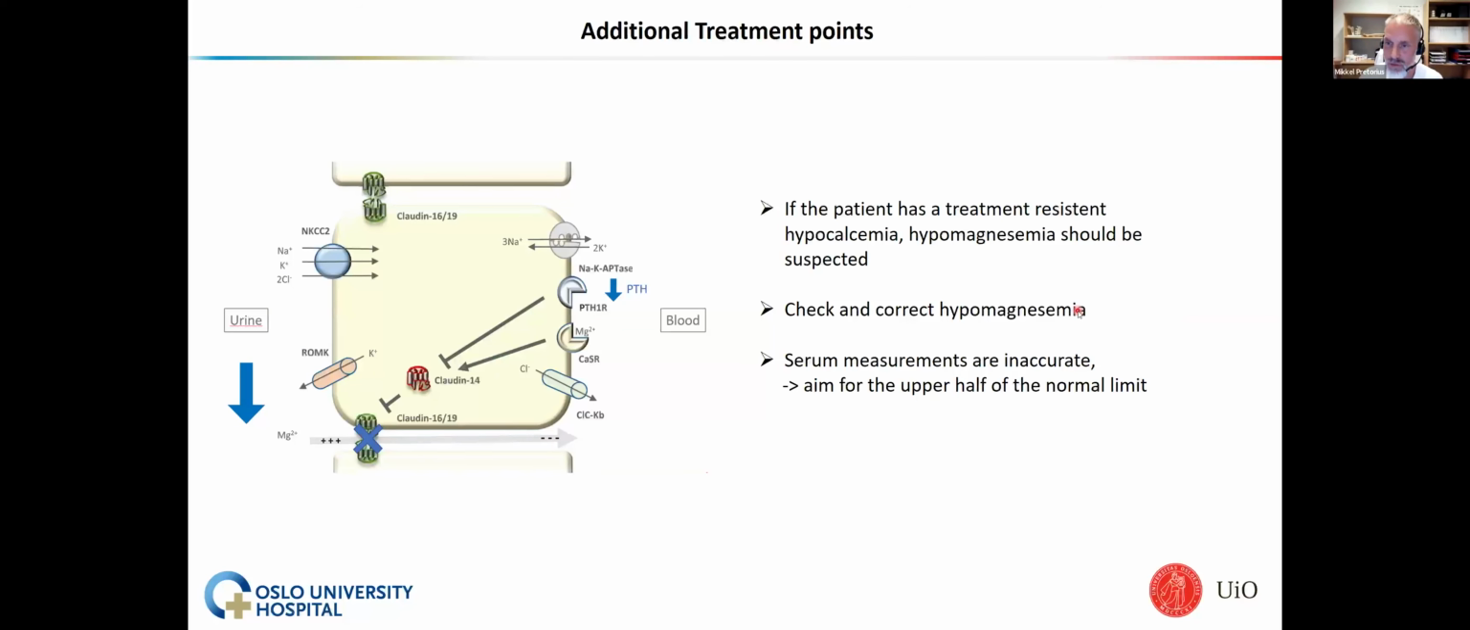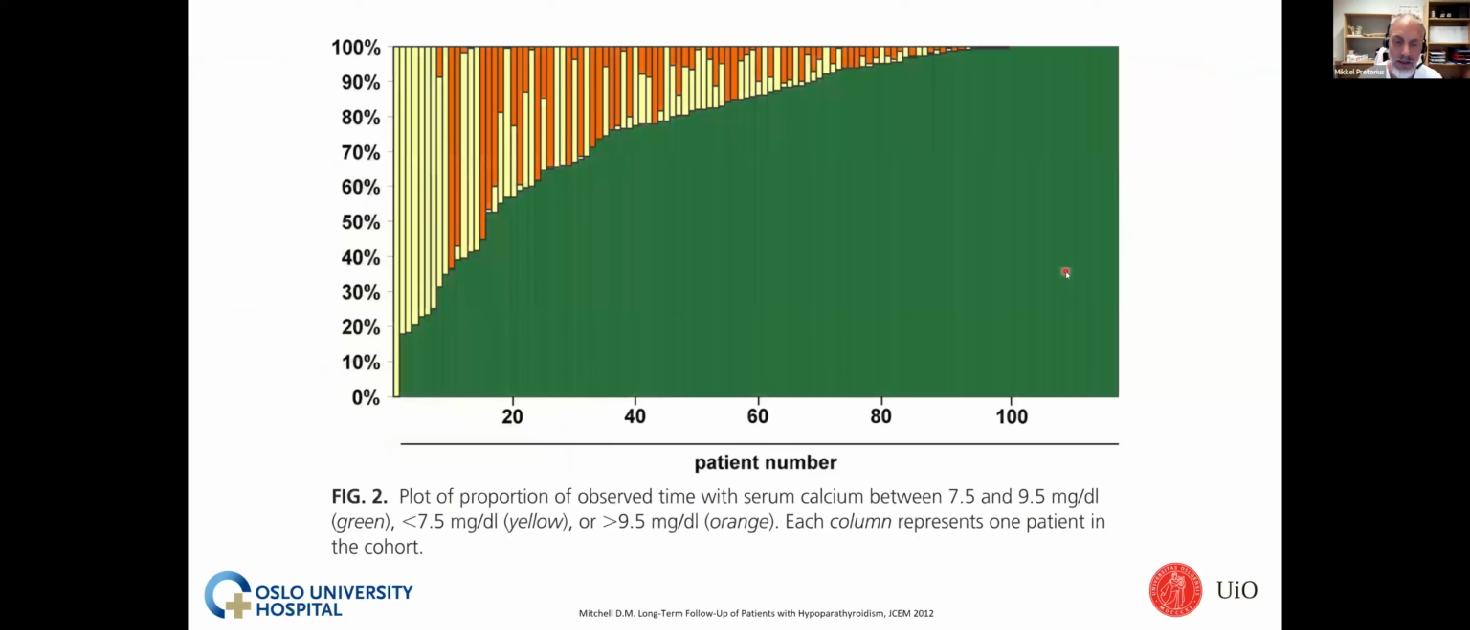If you have a patient that is treatment resistant, you should always correct hypomagnesemia and maybe also place the patient in the upper limit of normal. Conventional treatment does not, sadly, normalize the values in all patients. There are a lot of patients, illustrated here in Deborah Mitchell's study, which are still quite low. These yellow ones are below the reference range most of the time. And you can also see that a lot of these patients are actually also high most of the time.